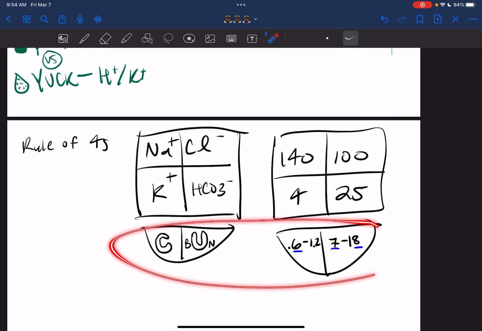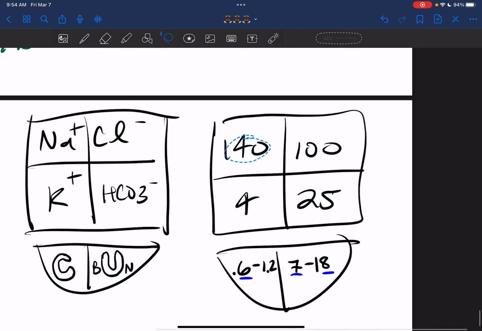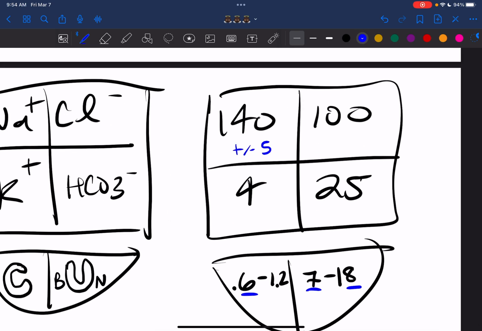And those are your waste products, your creatinine and BUN. So those are the values that you have to learn. And I think that made it really easy. Of course, it's plus or minus, so I'll add that part in. So like, what's the range for normal sodium? It's 140 plus or minus 5, right? They're all plus or minus 5 by default.